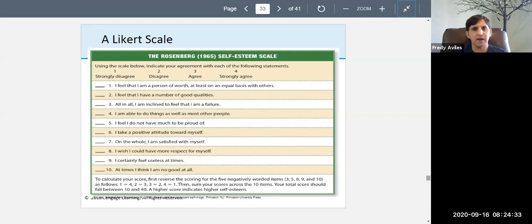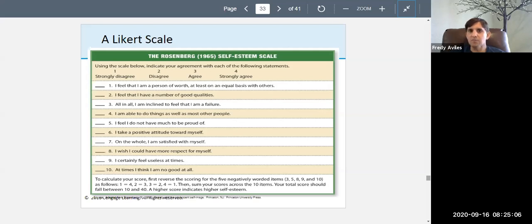The first one asks, I feel that I am a person of worth, at least on an equal basis with others. If you strongly agree with that, you put a 4. If you strongly disagree, you put a 1, or you could be somewhere in the middle. You answer all those questions, and it even tells you how to score it at the bottom. And the point I bring this up is, what the heck is this? Is this nominal? Is this interval? Is this a ratio scale? Is it ordinal? What is it?